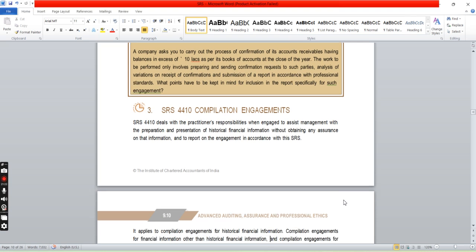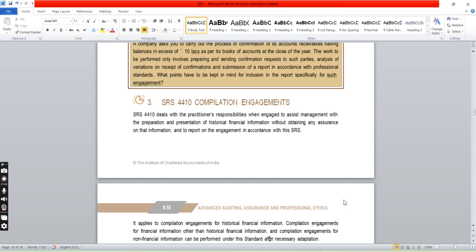Now SRS 4410, that is the compilation engagement, when we need to compile each and everything. Now what is a compilation engagement? It covers the practitioner's responsibility when engaged to assist the management with the preparation and presentation of historical financial information without obtaining any assurance on that information, and to report on the engagement in accordance with this SRS.